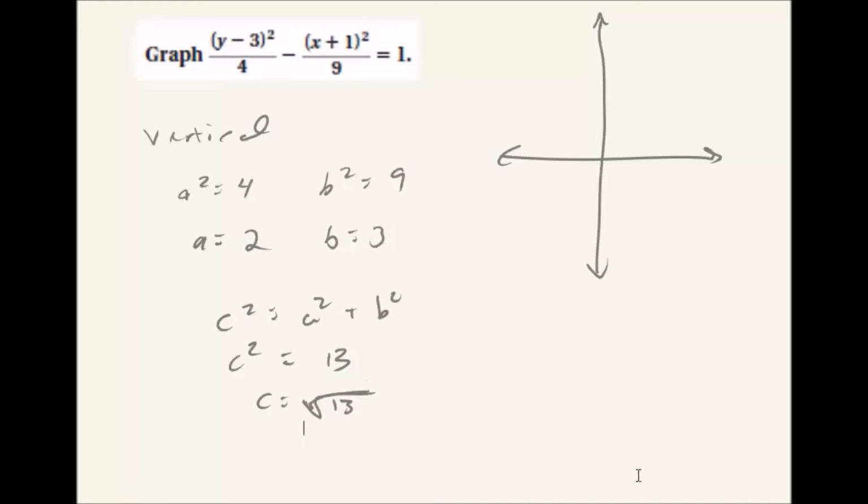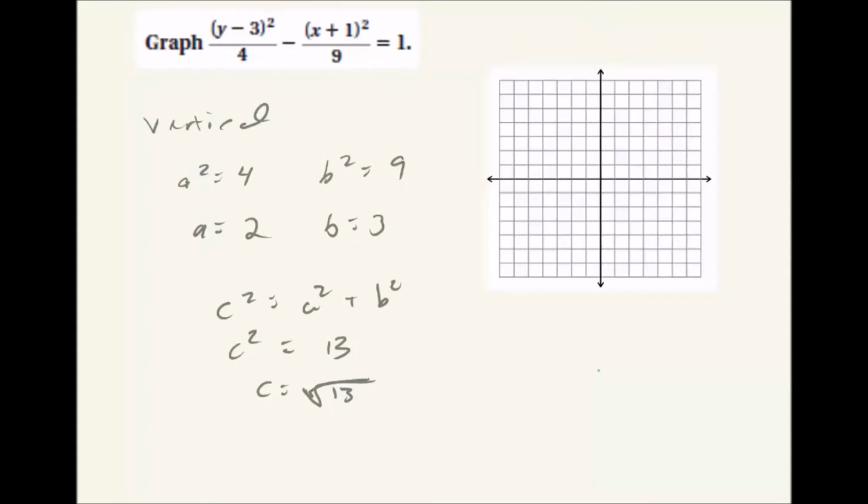Now, using all that information, in the previous section, I would have been able to make my graph really easily. I would have just plotted, it's a vertical one, so 0, 2, 0, negative 2. I would have just put some points here. And I would have put the foci, 0, square root of 13, and 0, negative square root of 13. And I would have put this over here as well, and plotted my graph.